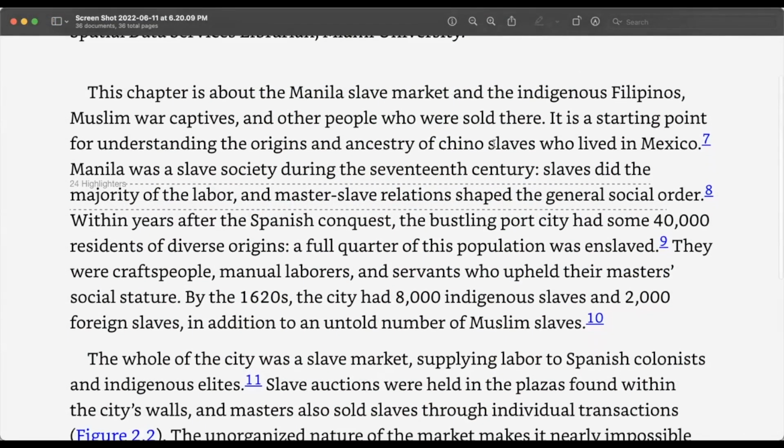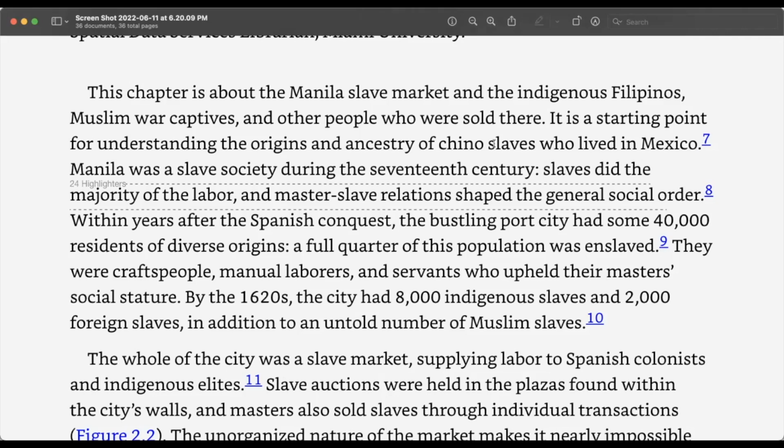It continues, says this chapter is about the Manila slave market and the indigenous Filipinos, Muslim war captives, and other people who were sold there. It is a starting point for understanding the origins and ancestry of Chino slaves who lived in Mexico. Manila was a slave society during the 17th century, the 1600s. Slaves did the majority of the labor, and master-slave relations shaped the general social order.